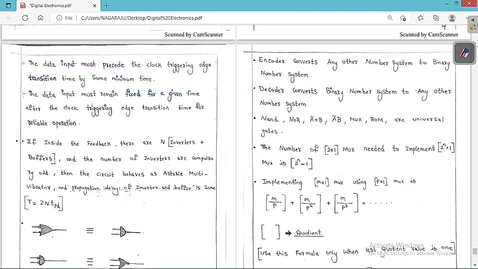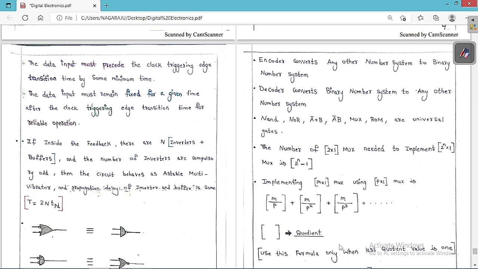Use this formula only when the last quotient value is 1, otherwise you don't have to use this formula. So simply we can say, implementing n cross 1 MUX using the p cross 1 MUX, where n is always greater than p, is n by p plus n by p square plus n by p cube, and like that we continue until we get a quotient value of 1.